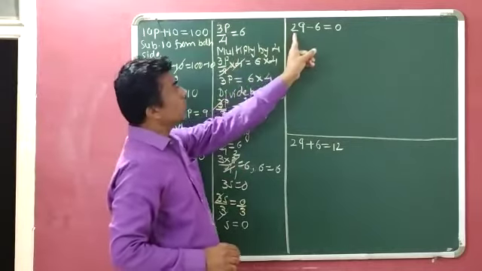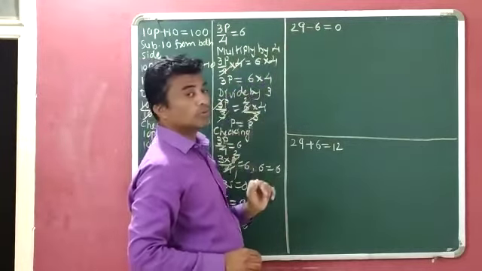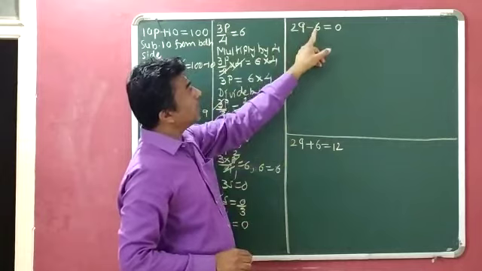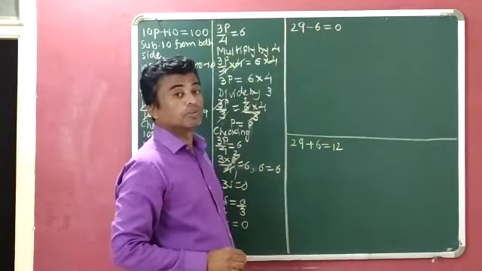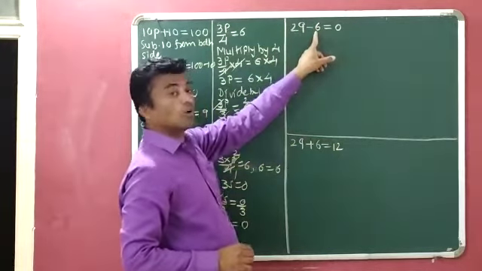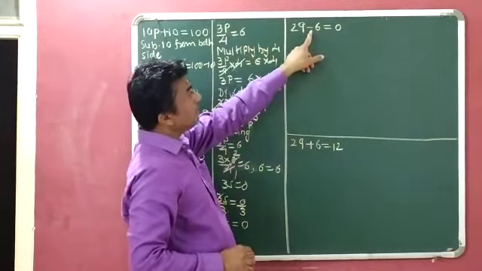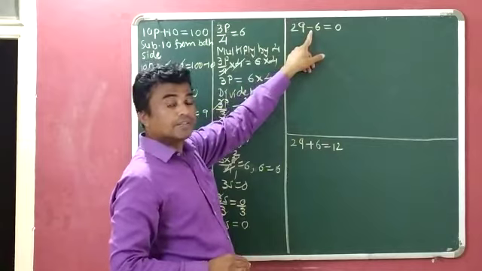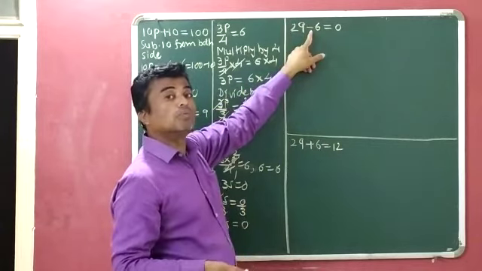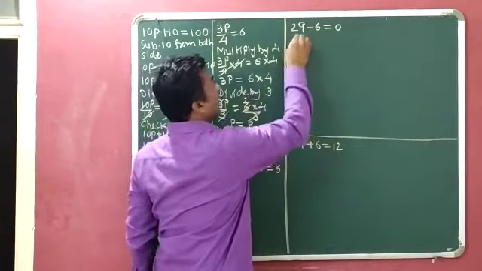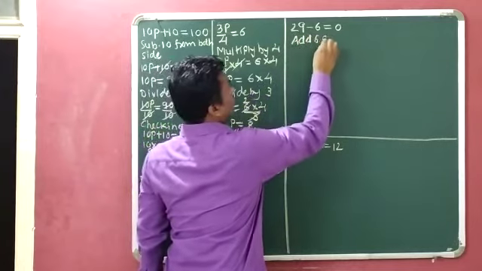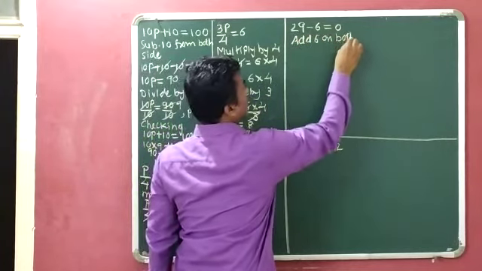Now next question. 2q minus 6 is equal to 0. Here multiply and subtraction both relation given to us. So first we will solve subtraction and then we can solve multiplication. Here minus 6 is given. Minus 6, then we have to add 6 on both sides. So add 6 on both sides.